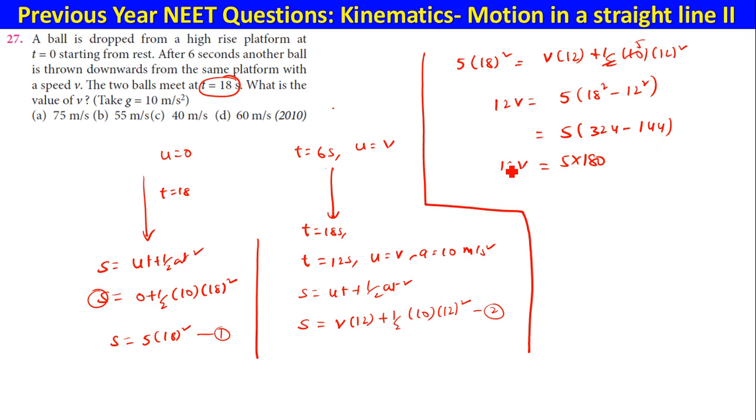Okay, 12 ones are 12. Like you can say 6 2s are 12, 6 30s are 180. Okay, 2 ones are 2, 2 15s are 30. So v is equal to 15 5s are 75 meter per second. That is the correct answer.